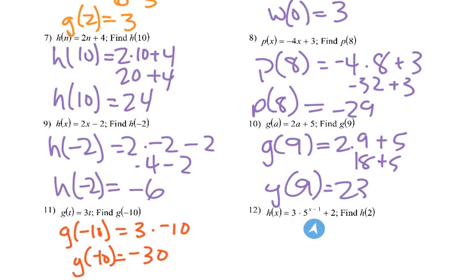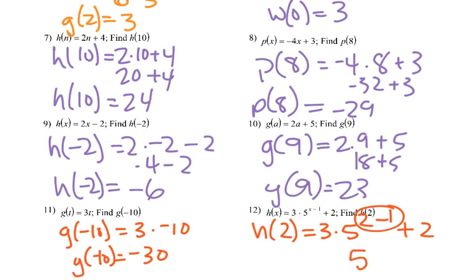Now, what about if we have an exponential? This one looks a little more complex, but we treat it the same. We replace the variable with the input, and then using order of operations, we solve. So we deal with this exponent first. 2 minus 1 is 1. 5 to the first is just 5. 3 times 5 is 15. 15 plus 2 is 17. And following the order of operations, we have h of 2 equals 17.